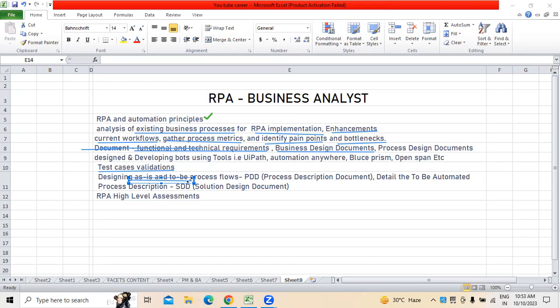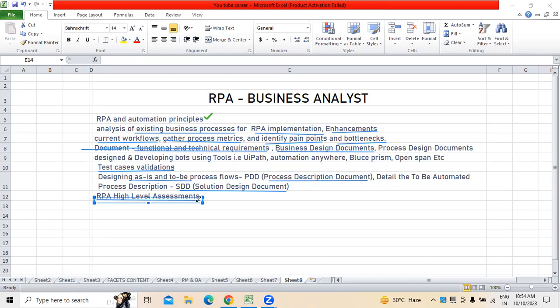Knowing the difference between as is and to be is what we generally call gap analysis. So when there is a transformation towards RPA, these as is and to be process flows are required. For that, different documentation like process description documents will be prepared. At the same time, even solution design documents will also be prepared by a business analyst. Last but not least, we need to have knowledge of high-level assessments over RPA. This sort of knowledge is required for a business analyst whenever we are working on RPA.